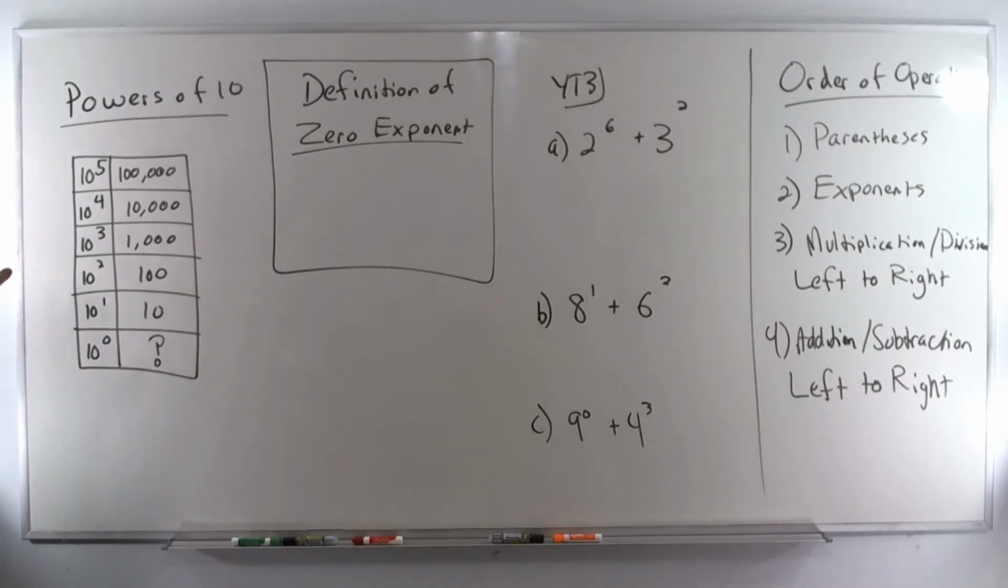Next up, we're going to examine some powers of 10. Take a look at this table. Notice that as we go down the table, the exponent keeps decreasing by 1. And you can see the value of this expression on the right. And so what I'd like everybody to do is take a look at this pattern and figure out what 10 to the 0 is going to equal.